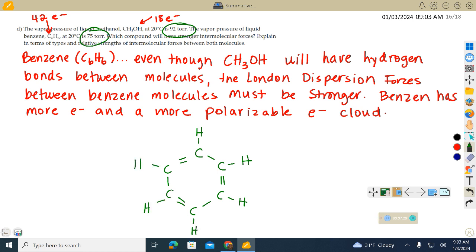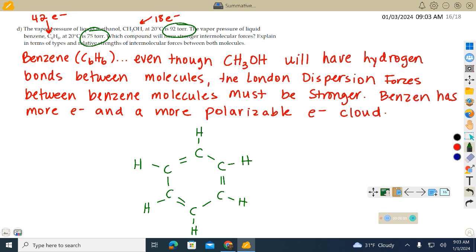It's totally non-polar. Every carbon has the exact same kind of bonds. It's going to be one of those resonance structures where the double bonds kind of flip-flop or rotate around the ring. Totally non-polar, very balanced. But yet with a lower vapor pressure, it must mean that the particles are more attracted to each other. Their intermolecular forces are stronger. And we had one of these as an example. The explanation is electron count, polarizability.